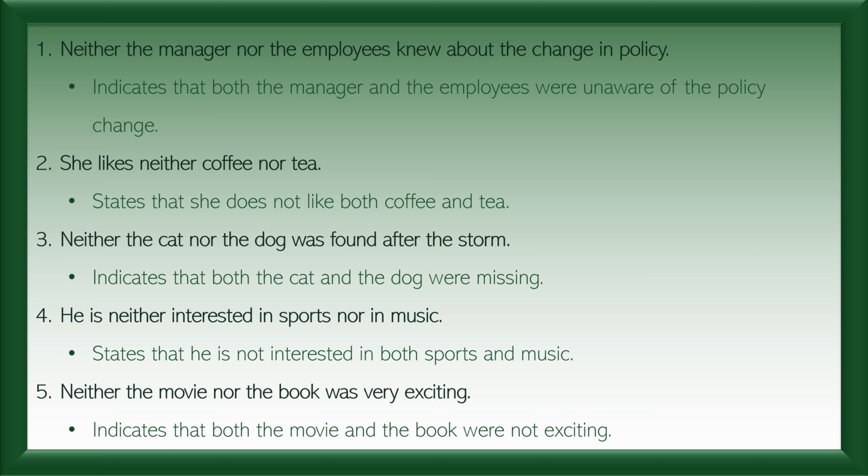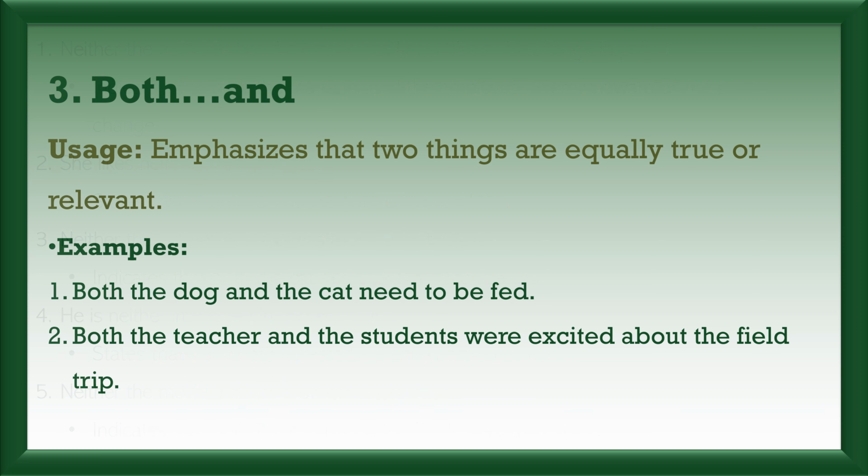He is neither interested in sports nor in music. States that he is not interested in both sports and music. Neither the movie nor the book was very exciting. Indicates that both the movie and the book were not exciting. 3. Both, and. Usage: emphasizes that two things are equally true or relevant.